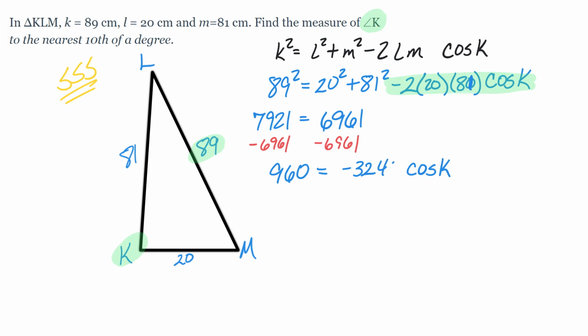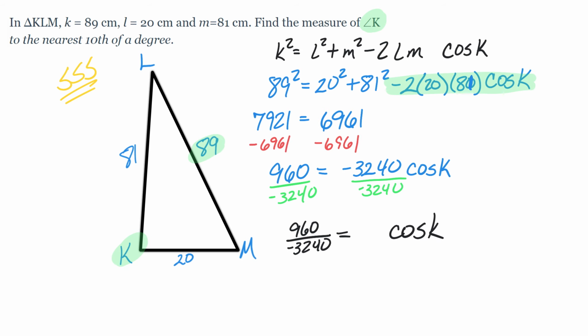So I'm going to divide the 960 by the 3240, and this gives me a really weird number. Matter of fact, I'm going to leave it as a fraction. I don't want to retype this number. So I'm going to divide by negative 3240, and I'm going to leave it that way just for a little bit. So we're at 960 over negative 3240 equals cosine K.